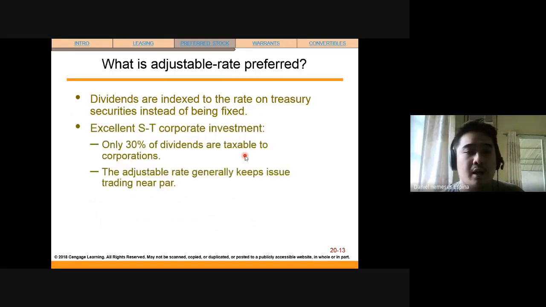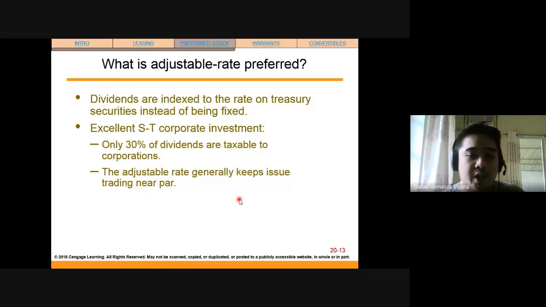So excellent short-term corporate investment. So only 30% of dividends are taxable to corporations. So in the Philippines, we are using a 30% tax rate. So the dividend payments are taxed at 30%.